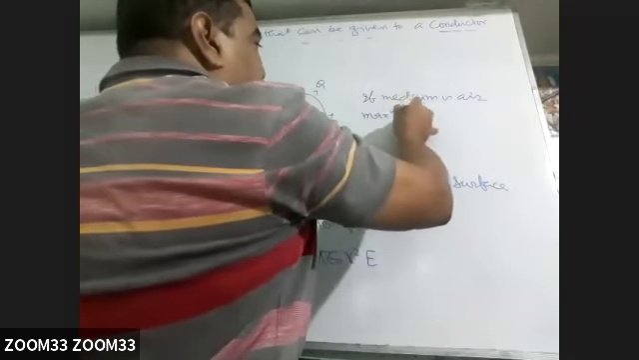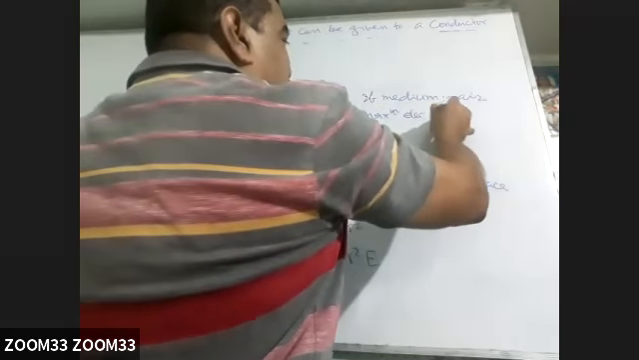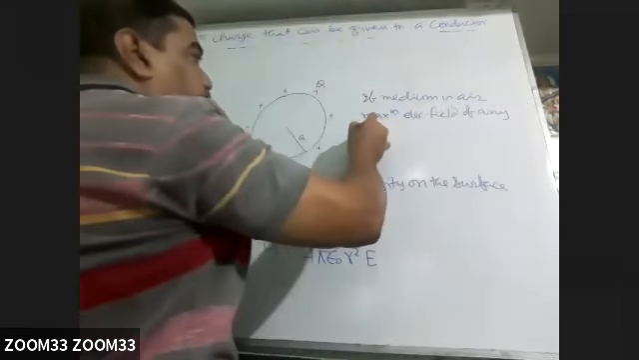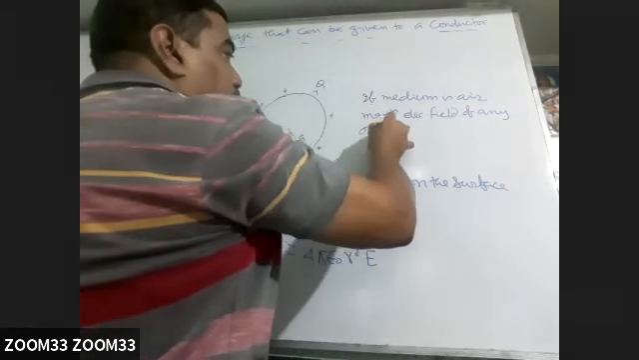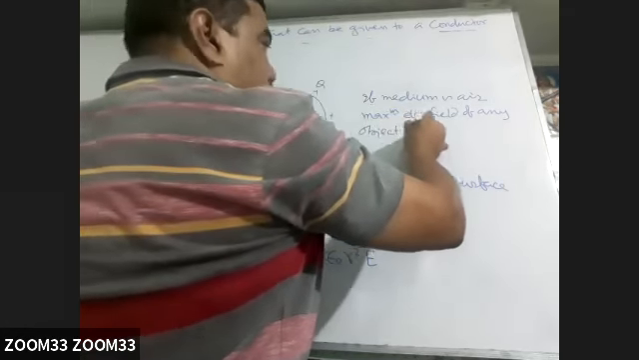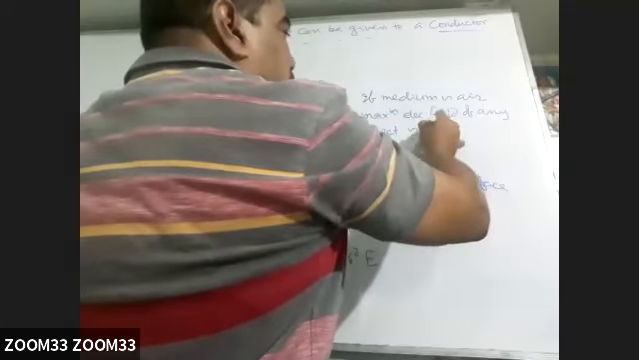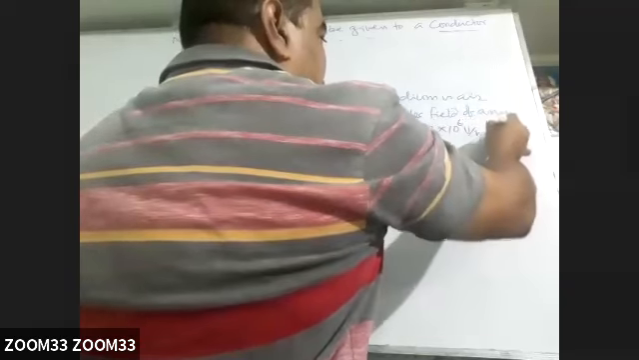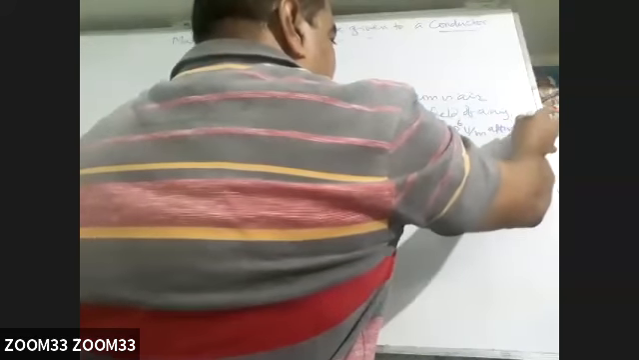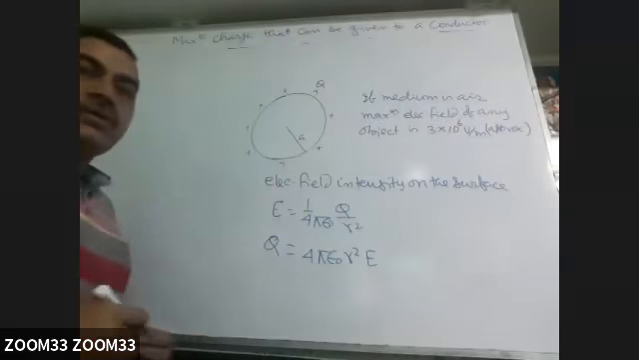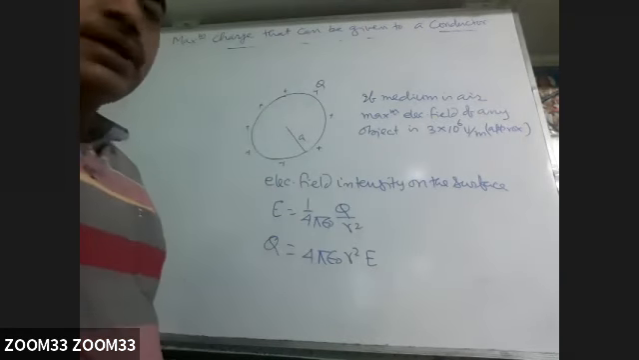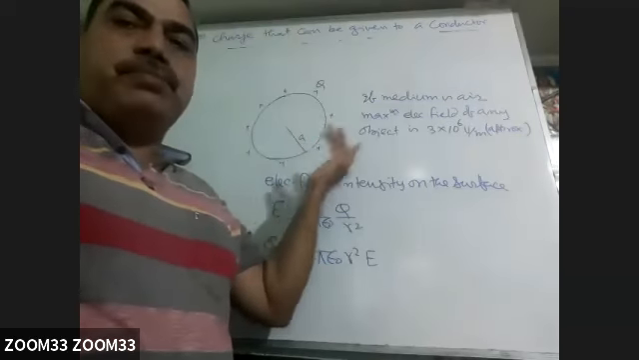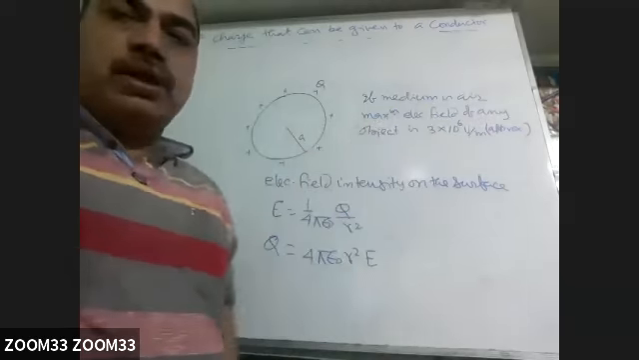the maximum electric field of any conductor is approximately 3 into 10 to the power 6 volt per meter. If any other medium is there, you just keep on multiplying. For dielectric constant K, suppose 50, then it is 50 times more than this.